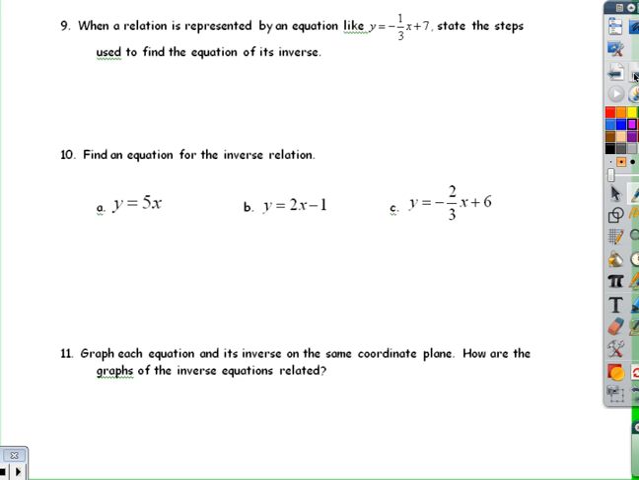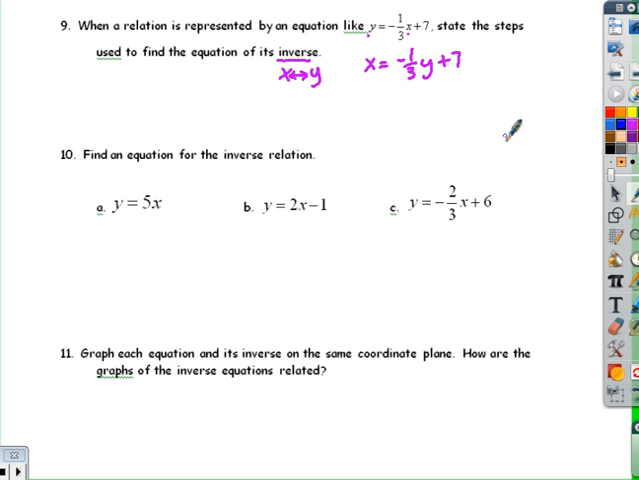All right, so let's talk about what are some of the steps in order to find an inverse. When a relation is represented by the equation like that, state the steps used to find the equation of its inverse. So inverse, we're taking x and y and we're switching them. So if I have a y here and an x here, I want to switch that. X equals negative 1/3 y plus 7.